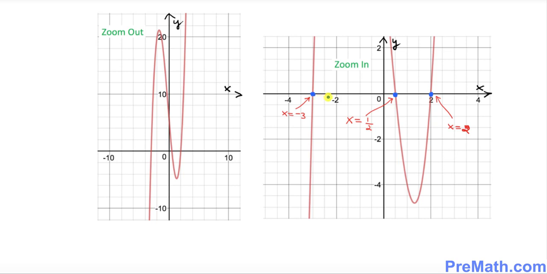And you see there are 3 x-intercepts. So these are, in other words, our solutions.